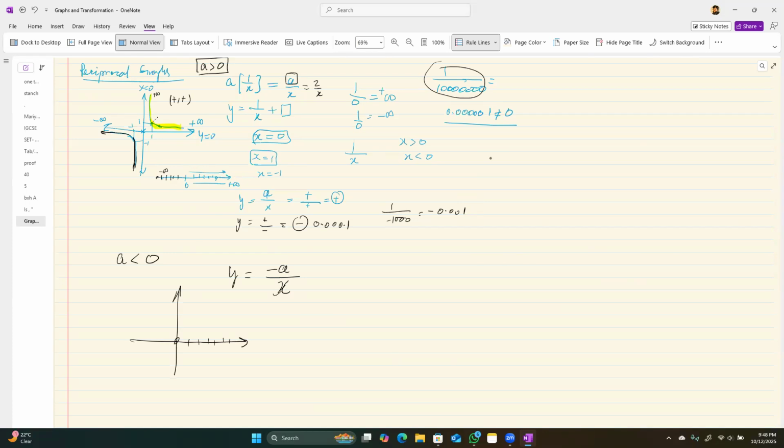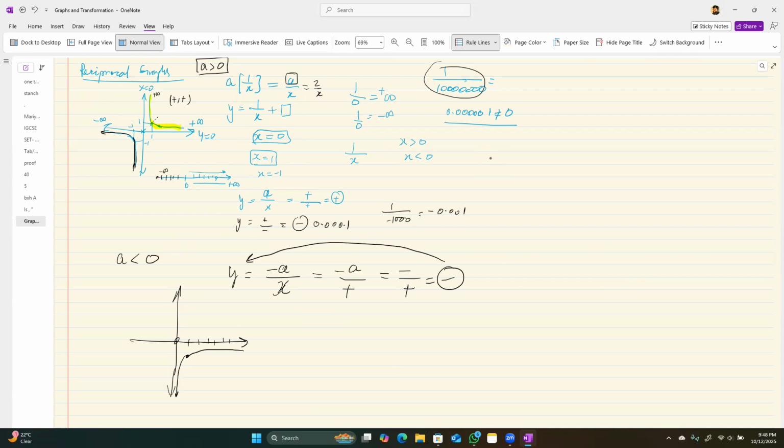it should have a similar shape, but for positive x values it gives my y result as a negative. So if I put my positive results here, minus over plus, I still get minus. So my y results will be negative. For all of these values, my y will be extending towards negative infinity. This is what happens when we have minus a over x.